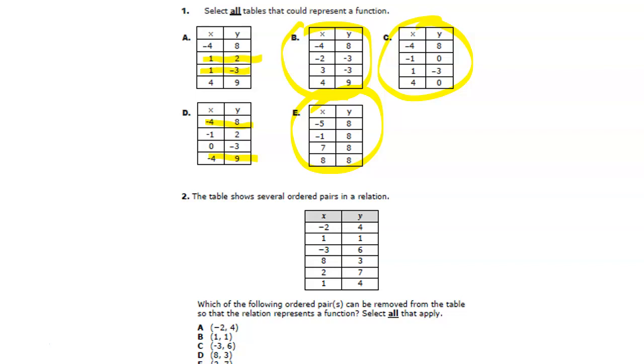For number 2, we are still looking at functions, and it says which of the following ordered pairs can be removed from the table so the relation represents a function. Select all that apply. So let's find out what our problem is. Our problem is that our 1 value is repeating. So we could remove 1, 1, or we could remove 1, 4, which is, I believe, a little bit off screen, but it is answer choice F. Okay, so for number 2, your answers are B and F.